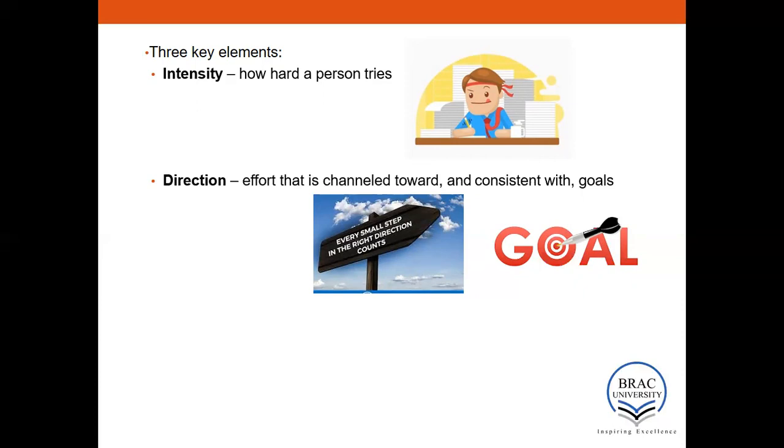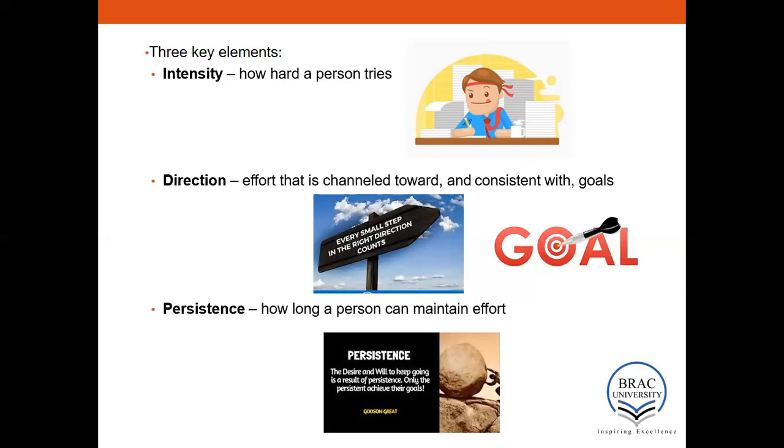So, of course, the second one is direction. So, two elements are done, right? We have understood these two elements. Now, number three, persistence. Persistence means how long a person can maintain the effort, the consistency of the performance.